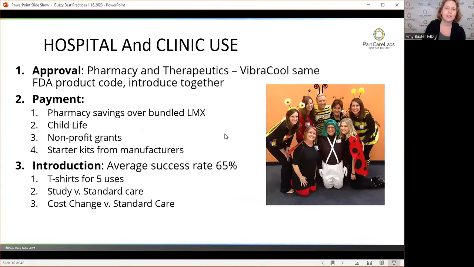Now, how to introduce Buzzy into your hospital or clinic. First of all, all hospitals are going to have a pharmacy and therapeutics department. The FDA code for Buzzy and for the musculoskeletal pain device Vibracool is the same because they're the same vibration unit. So we usually recommend that a new hospital implement both Buzzy and Vibracool at the same time on the same P&T paperwork. The payment for this is a really important thing to try to get right when you're introducing the device.